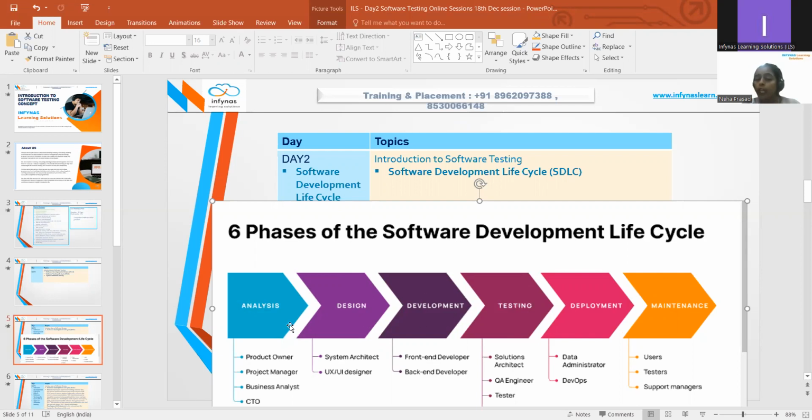Every phase has its own life cycle. So analysis will have its own life cycle, design will have its own life cycle, development will have its own life cycle. Testing will have a life cycle, deployment will have a life cycle, and so on. But since we are doing the testing classes and we all are interested in testing, we are going to learn more about testing. So in the next slide, we will see the testing life cycle.